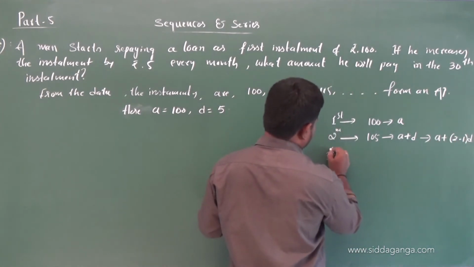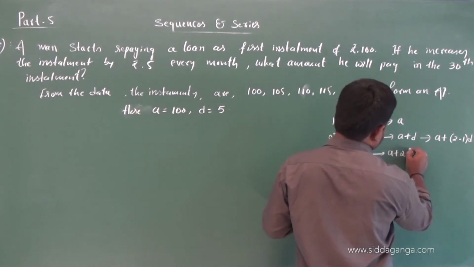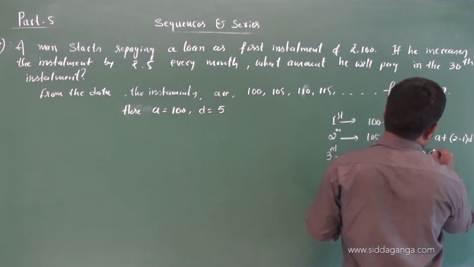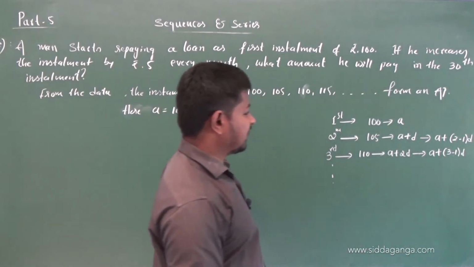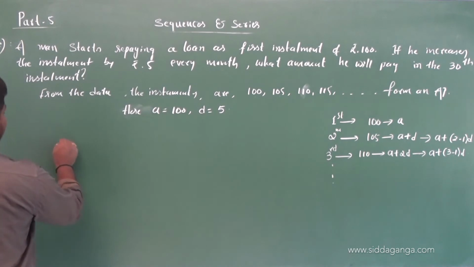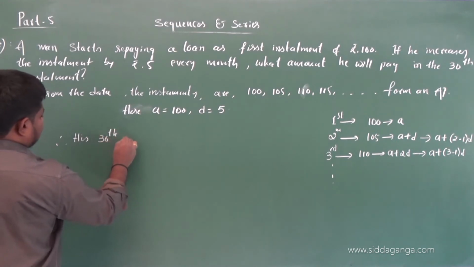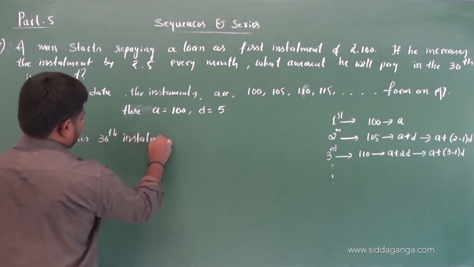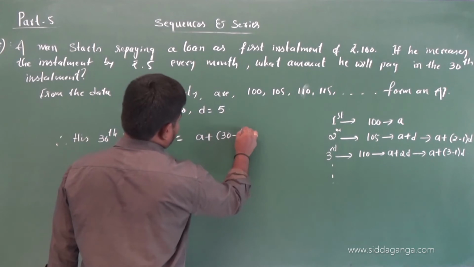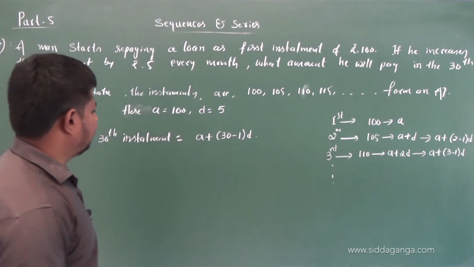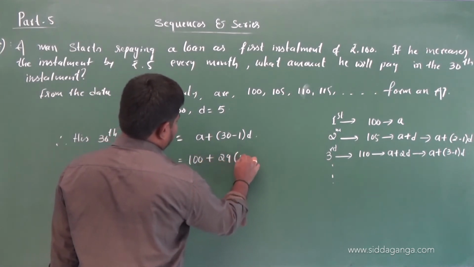In the same way, the third installment will be 110. This means A plus 2D, right? In the same way, this gives A plus 3 minus 1 into D. So this is the third installment. In the same way, his 30th installment will be, therefore, A plus 30 minus 1 into D, right? So what is A? 100 plus 29 into 5.